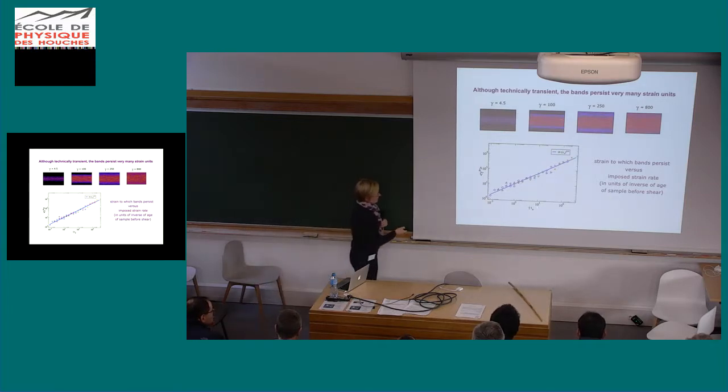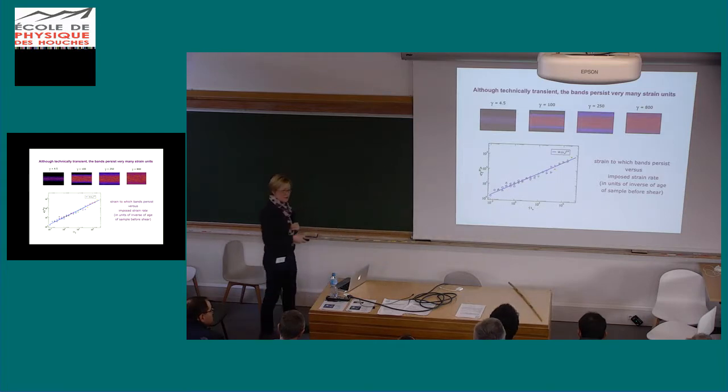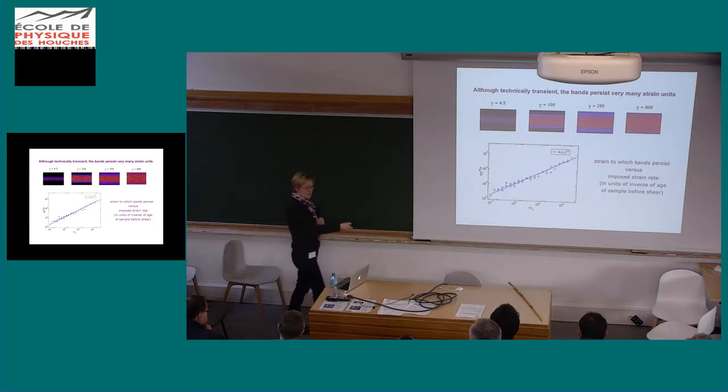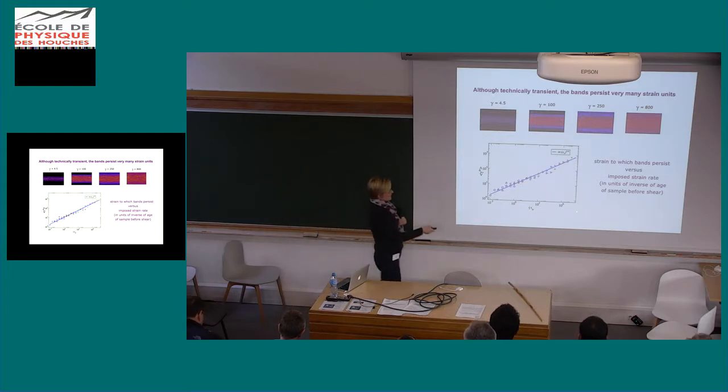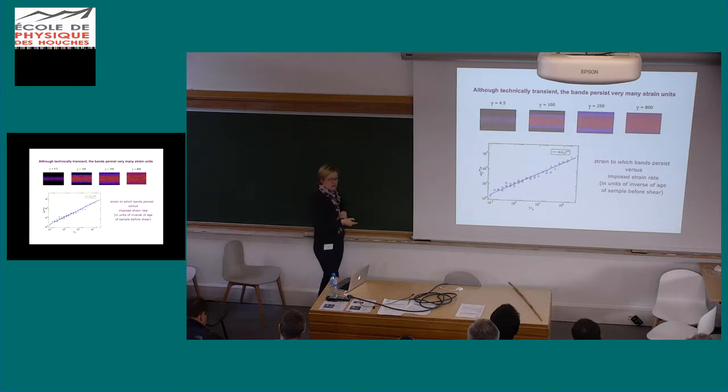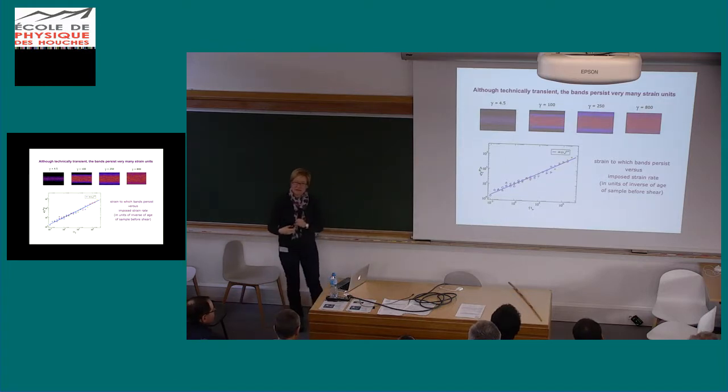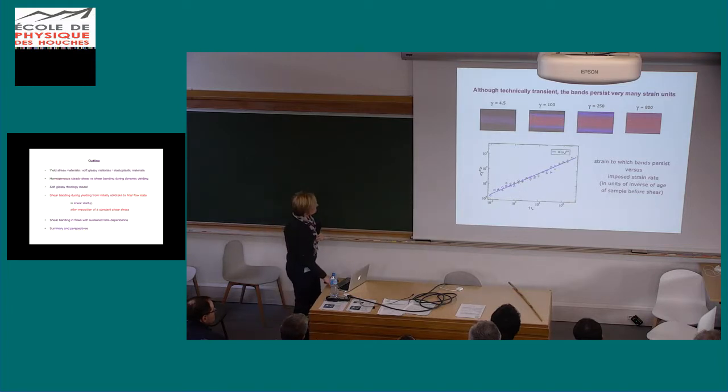Now, how do you engineer a large gamma dot t_w value? Well, you can do that even with a shear rate that's as small as you want, so long as you take an old enough sample to start with. So in other words, you can have a very, very slow flow state in which the bands persist for many strain units, but because the flow rate is very small, that really is an inordinately long time for which these bands will persist. So although this is technically transient behavior, it nonetheless could persist for longer than the duration of any feasible experiment.